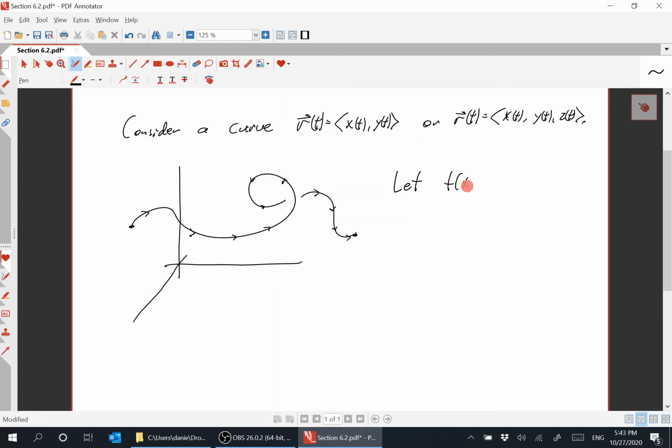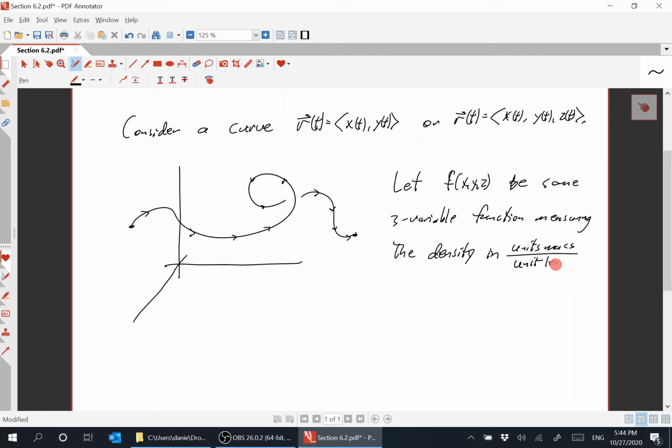Let f of x, y, z be some 3-variable function measuring the density, in units mass per unit length, along this curve C. Units mass per unit length.